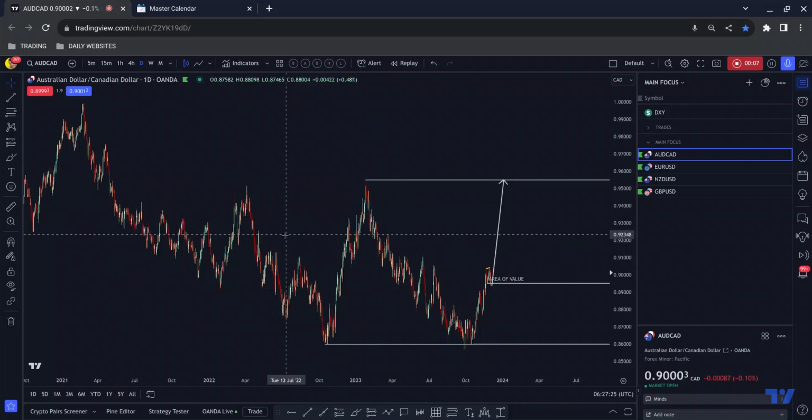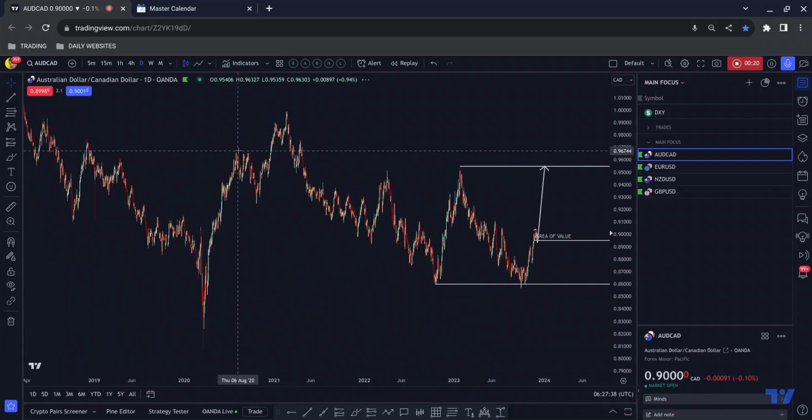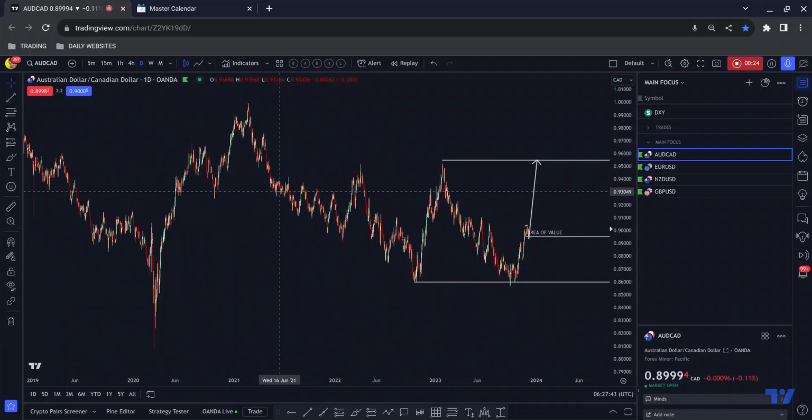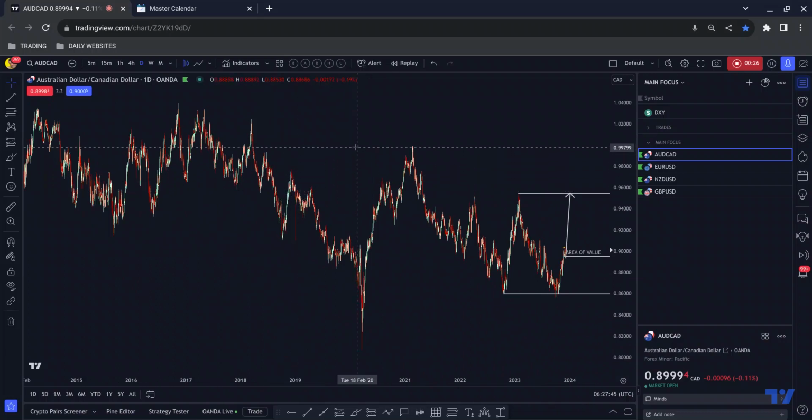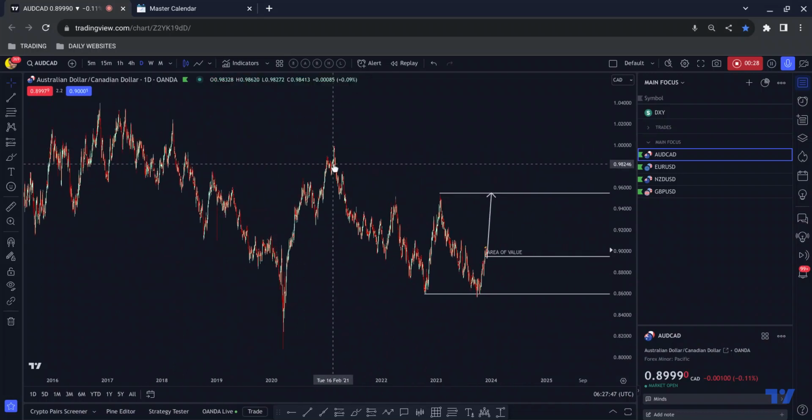By the way, I have four pairs on watch today, and those are Aussie CAD, Euro dollar, Kiwi dollar and pound dollar. So I'm going to break them down for you now and give you my thought process as I always do. So Aussie CAD, which is at the top of my list, which is my favorite of the pairs which I have on watch for this week in my top six and my additional pairs.